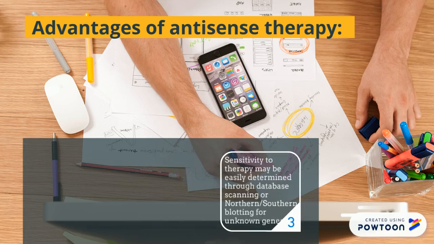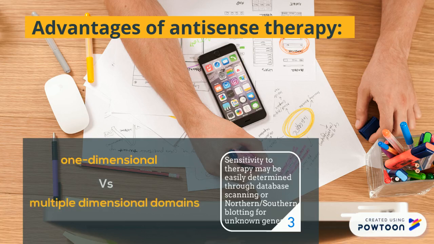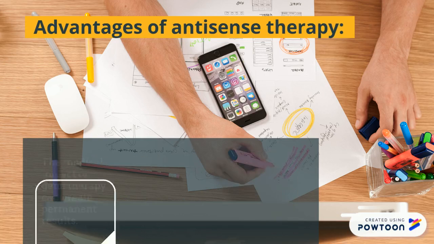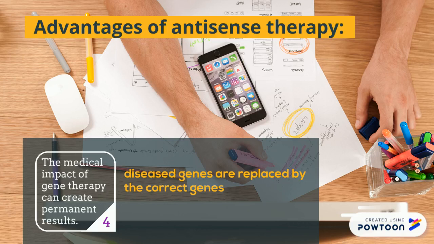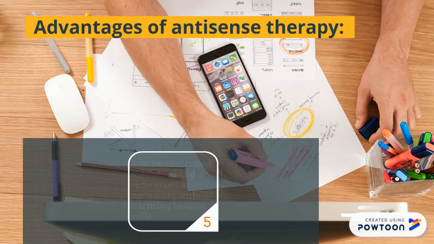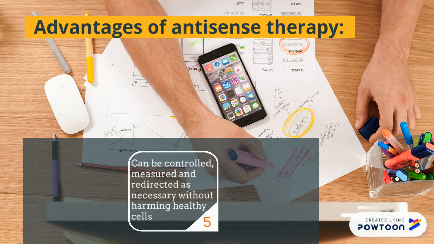Sensitivity to therapy may be easily determined through database scanning or northern-southern blotting for unknown genes. As the target is often one-dimensional in viruses, multiple-dimensional domains are often targeted within proteins. The medical impact of gene therapy can create permanent results. Once the diseased genes are replaced by the correct genes, this therapeutic approach has the advantage of being long-lasting, sometimes permanent. It can be controlled, measured, and redirected as necessary without harming healthy cells.